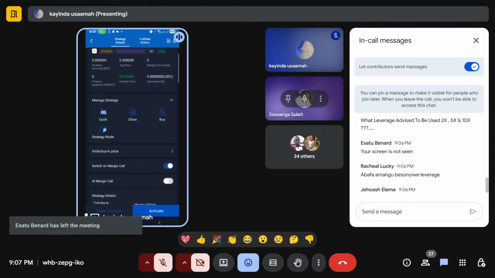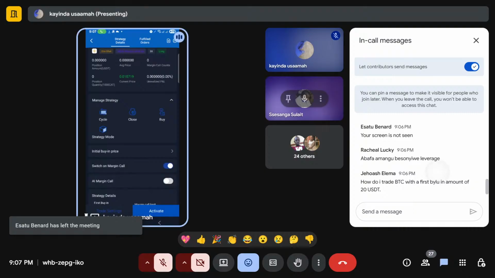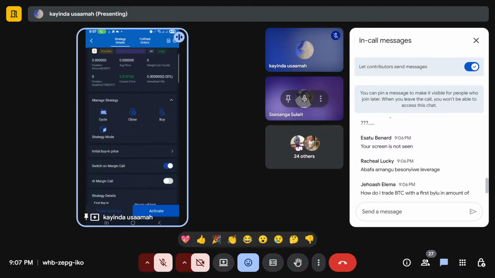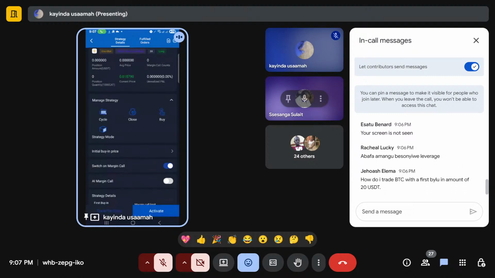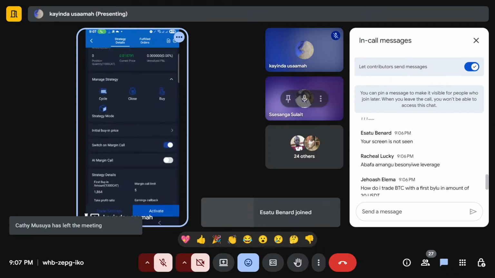Someone is saying my screen is not seen. Then check your phone, please. You know, when I'm training you here, I usually stream my training on another gadget. So I'm always seeing what I'm doing. So please maybe get out of the meeting, then come back, you see it.